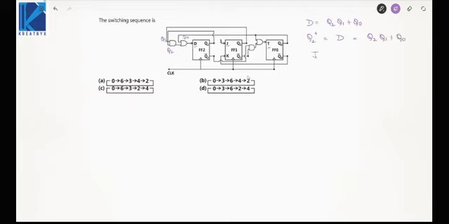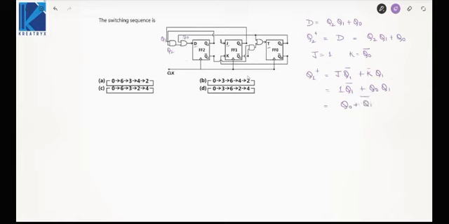What about J? J is 1 and K is Q0 bar. So what is the next state of Q1? It is J Q1 bar plus K bar Q1. 1 Q1 bar plus Q0 Q1. So if you apply redundant literal rule, Q0 plus Q1 bar.